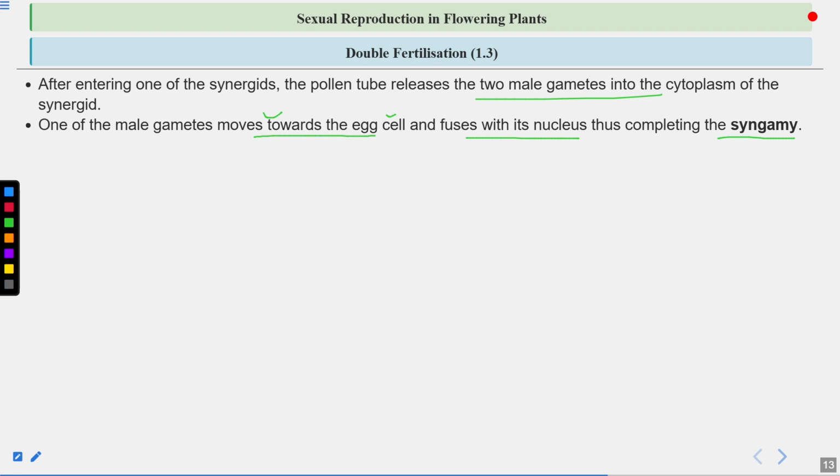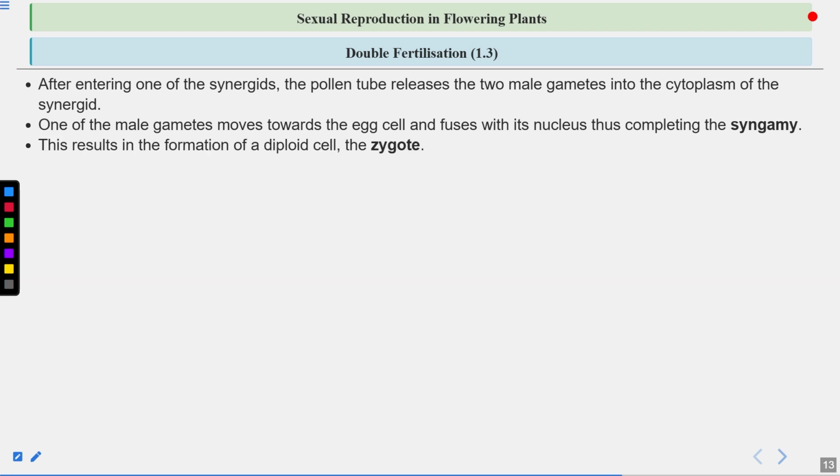What is the result of syngamy? You all know, zygote, and the zygote later on develops into the embryo. This results in the formation of a diploid cell that is called the zygote.